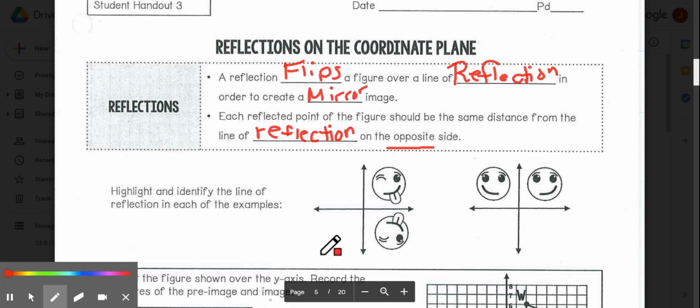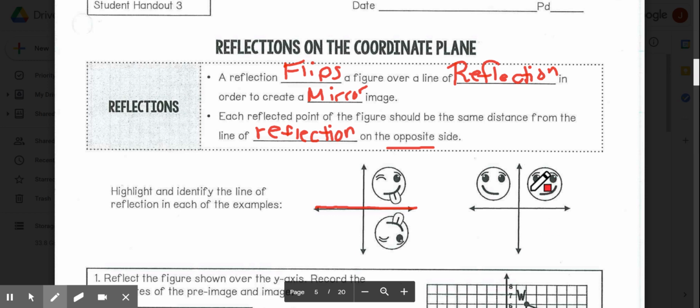So in these first two problems here, you can see it says highlight and identify the line of reflection in each of the examples. Well, the line of reflection is really just the line that your image is flipped over. So here in this first picture, we can tell this is flipped over the x-axis. Our image kind of flips. You can see it kind of folds over there, and when you have a piece of paper, it's even easier to see. You could even kind of fold your paper on that line of reflection, and you would be able to see those two images matching up with each other.